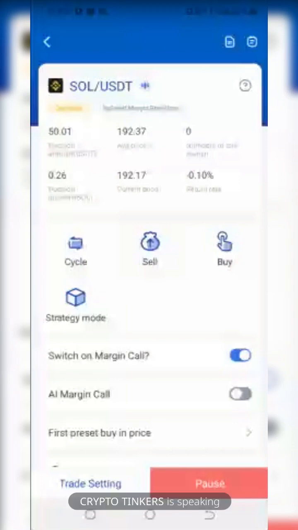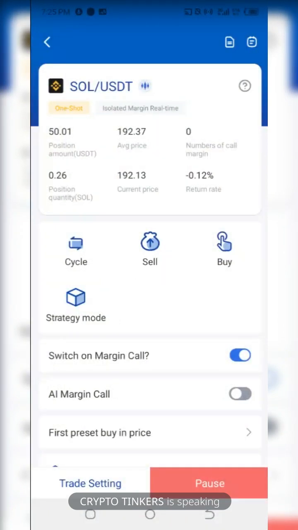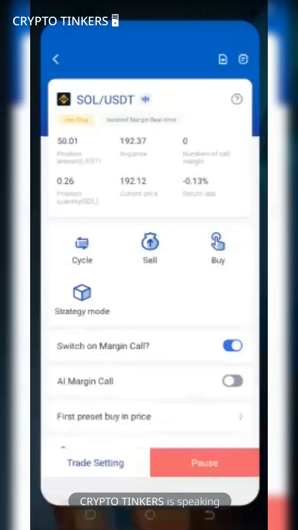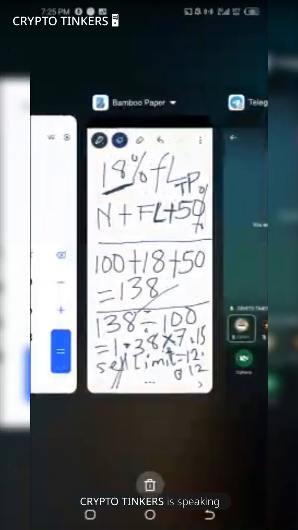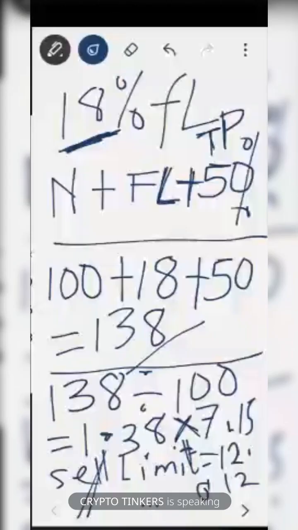The sell limit: once you put your trade on one shot and it gets to the take profit price, after you've calculated it using the calculation I gave you over here, it will sell off when it gets to the sell limit price and you'll be out of the market on that asset. Then you get both your capital and the little profit that will be added on to it for you.